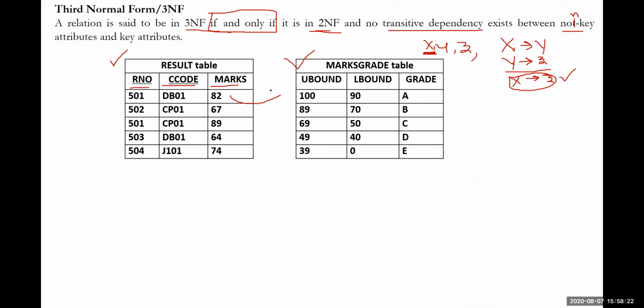And the marks will map to grades based on upper bound and lower bound. If the range is 100 to 90, it will be A. Of course, you have to define your own grade marks. What is the upper bound and lower bound, you have to define your own. Based on that, you define the grade here. Like this, the results table will be divided into pieces here.